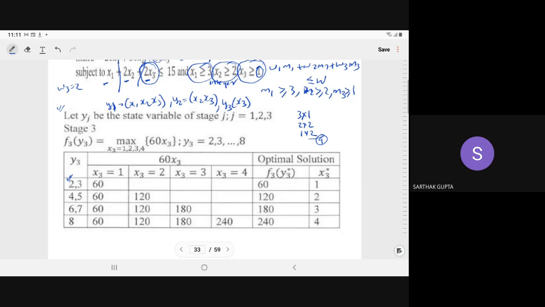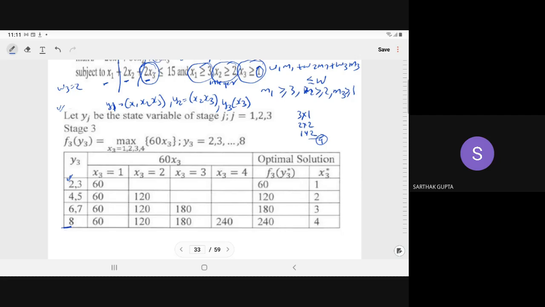So if you have an empty space of 6 units and 7 units, you can allocate maximum 3 items of 2 unit weight. Correct? Now if you have a space of 8 units, then you can accommodate 4 items of 2 unit weight. Clear this part? Now why have I stopped here at 8? Because 9, 10, 11, 12, 13, 14, 15 are required for accommodating item 1 and item 2 in stage 2 and stage 1.